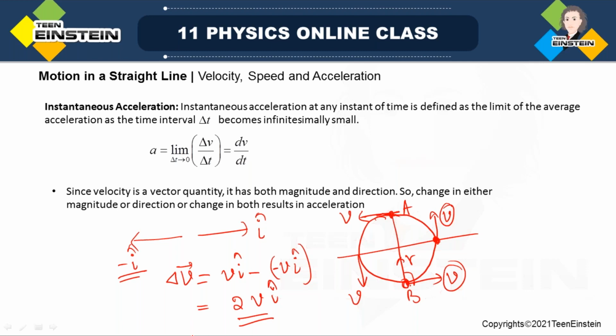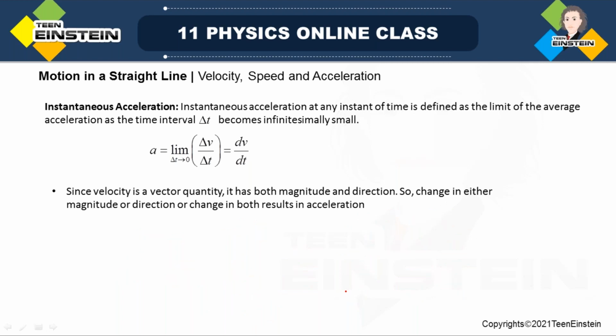So you will get the acceleration from here. Because of the change in direction of the velocity itself, this centripetal acceleration is arising. This acceleration is called centripetal acceleration, which is coming due to the change in the direction, or unit vector, of the velocity in this circular motion.